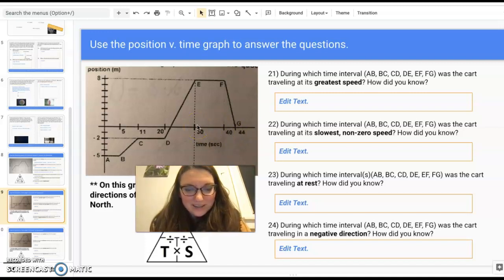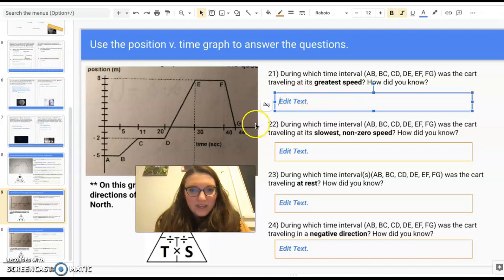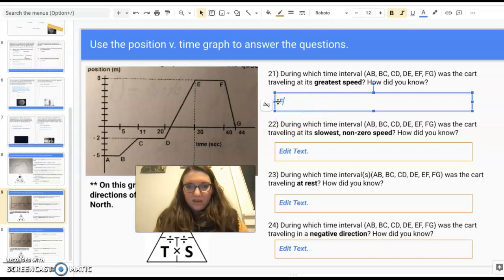Here, I'll pause it for a second. Well, no, I'll show you how to do the math here. So at this time, between 40 and 44 seconds, so in 4 seconds, they went 8 meters. So FG, they went 8 meters in 4 seconds, which equals 2 meters per second.